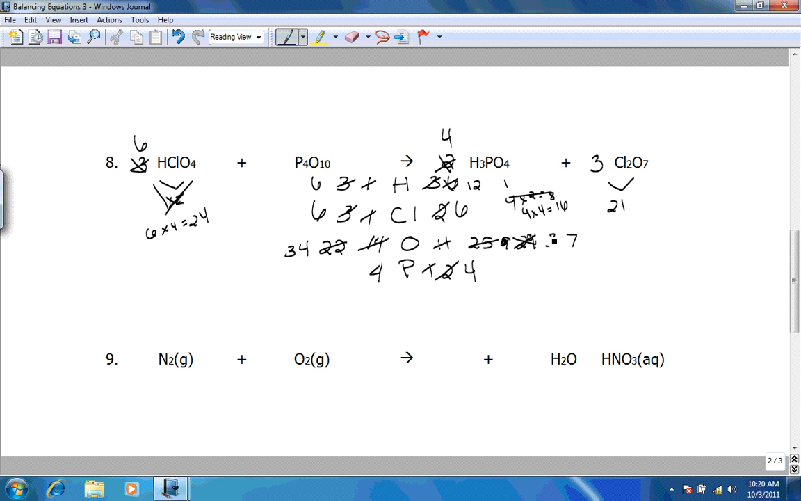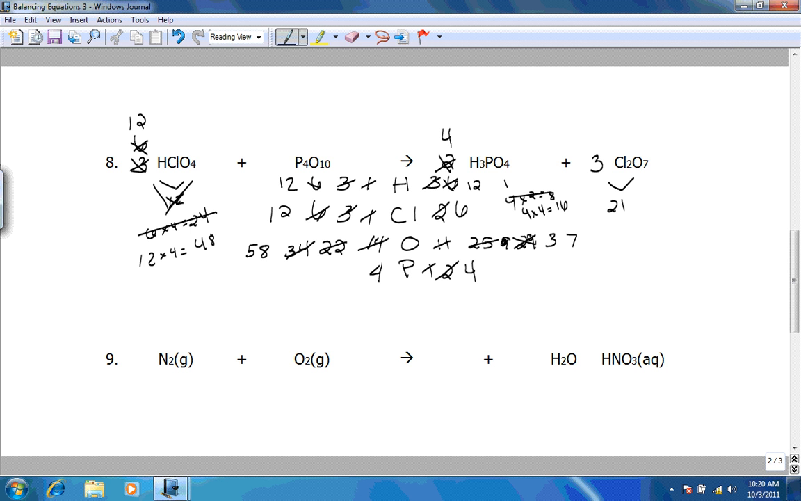So that gives me 37 oxygens. Ooh, that's a lot of oxygens. Okay, so that means I need to change this to a 12 on the left-hand side to get me to 12 hydrogens, so the hydrogens balance. The chlorines are now 12. The oxygens over here are now 12 times 4, which is 48, plus another 10, which is 58.